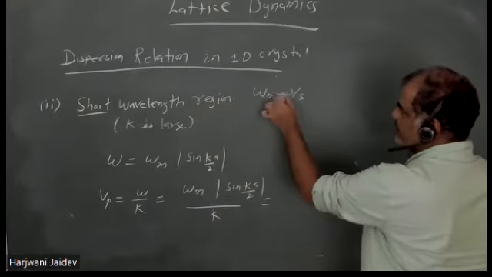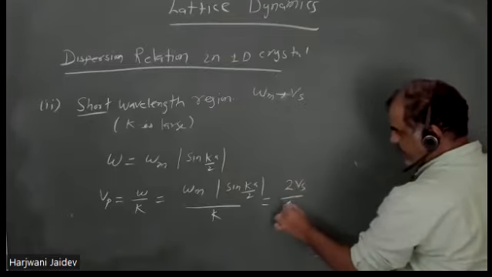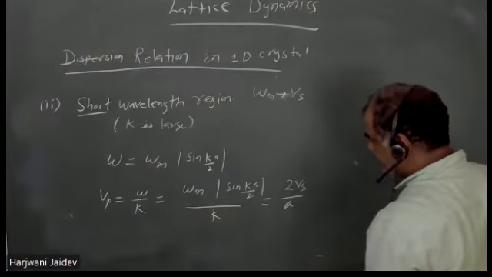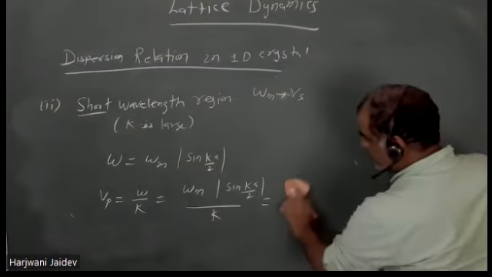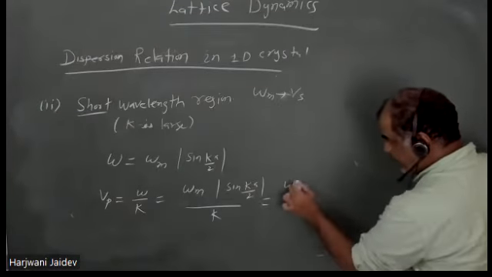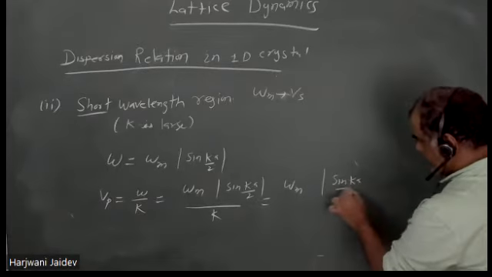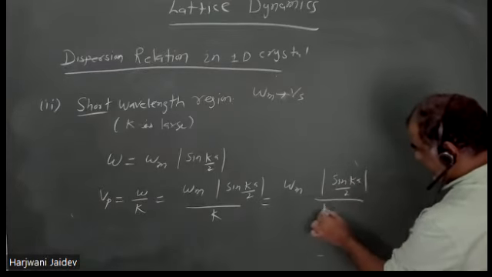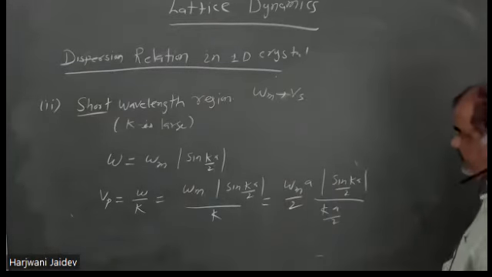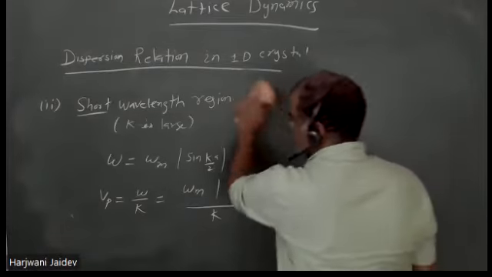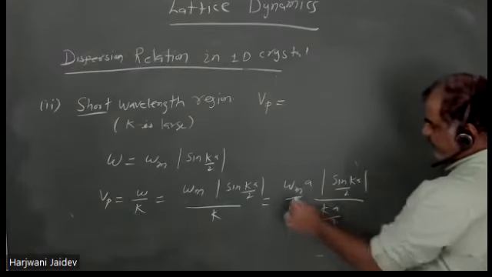What is the relation between a by wm? 2 multiply कर देंगे इसको. Okay, 2 vs by a. So I can write wm is equal to 2 vs by a. And since we have sine k a by 2 here, I can write k a by 2 here, and similarly a by 2 here. So I can write now the relation, the phase velocity will be given by vm a by 2.